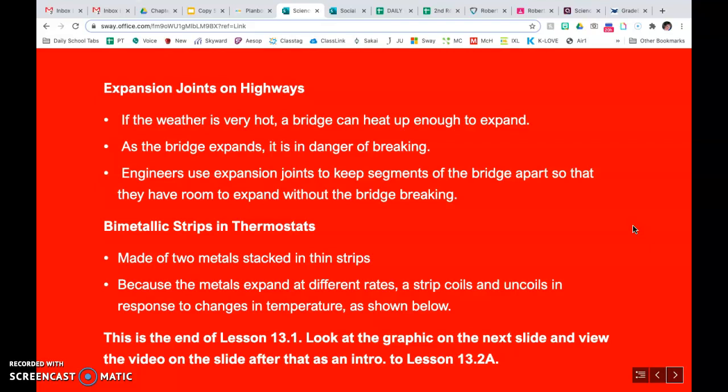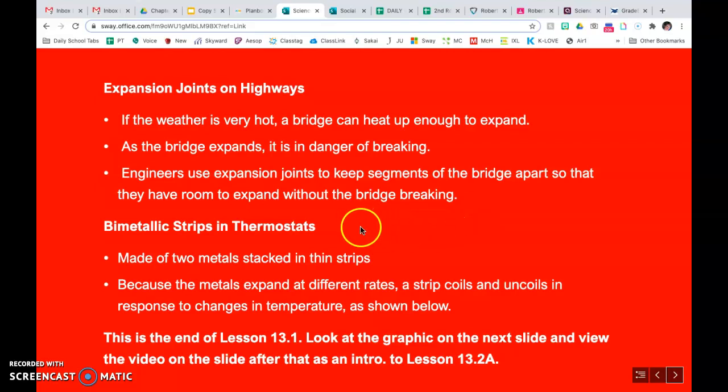So the bridge can heat up enough to expand. If they did not have expansion joints, as the bridge expanded due to the heat, it would be in danger of breaking. So engineers use expansion joints to keep the segments of the bridge apart so that they have room to expand without the bridge breaking, which would be a very bad thing. Same would apply to when you lay concrete. You have expansion joints in the concrete.